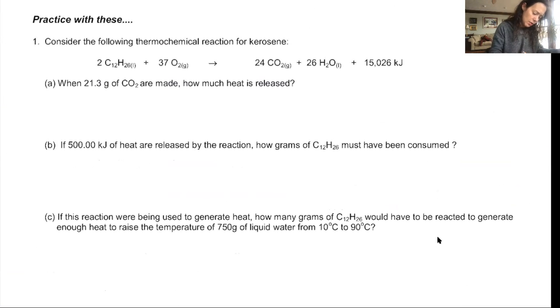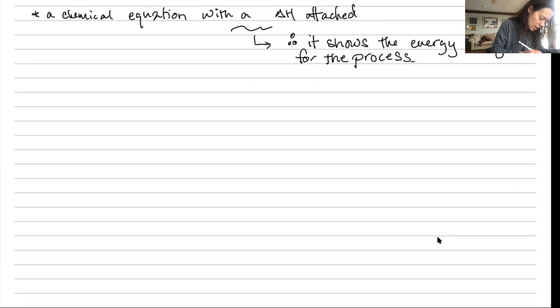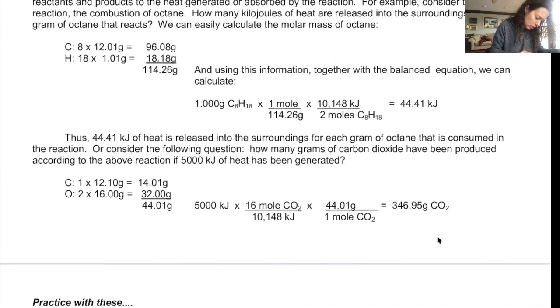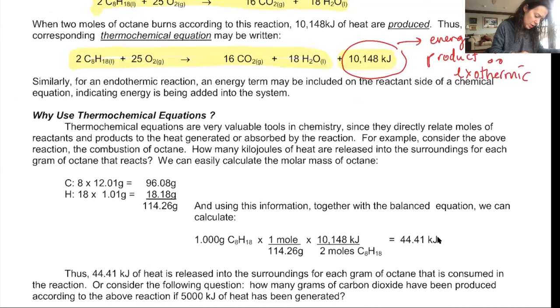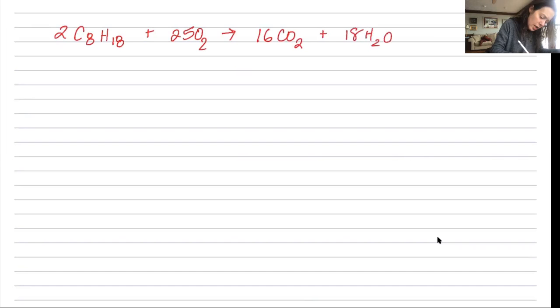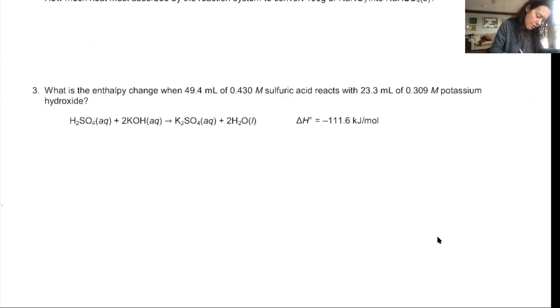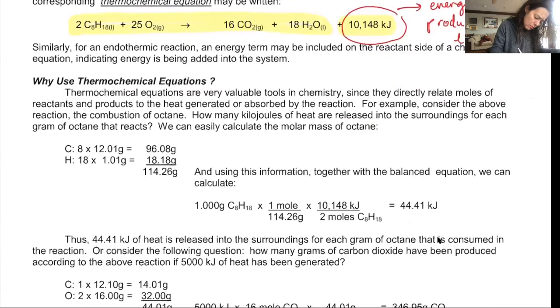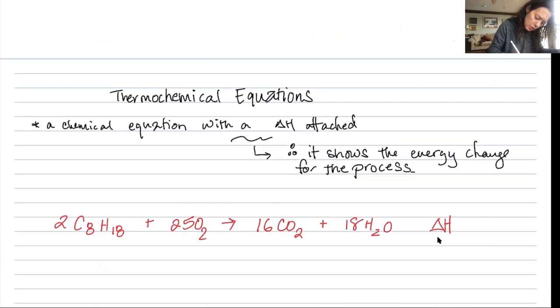Now, I could do this in a few different ways. Let me go back to my notes. I could write that one. What was the mole ratio? 2 octanes, 25 oxygens. 2 octanes plus 25 oxygens yielded 16 carbon dioxide plus 18 H2Os. And that had a delta H of, I'm going to write it right here, 10,148 kilojoules.